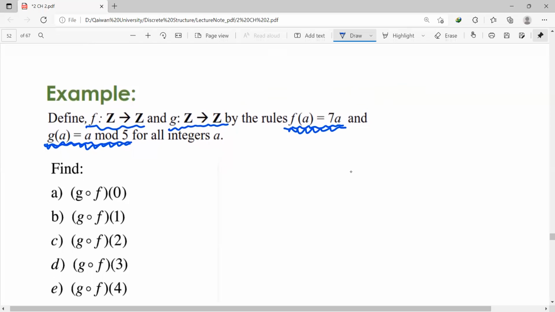Let's say here we have g circle f for 0. It equals g of f of 0. So how about f of 0? This is f of a. This is the function of f. If you find f of 0 here, we get 7 times 0, which is 0. What's g of 0? 0 mod 5 is 0. Okay? 0 mod 5 is 0.